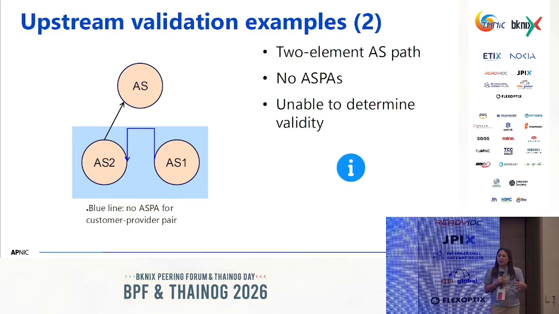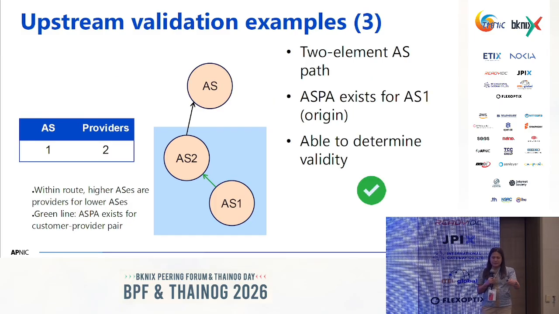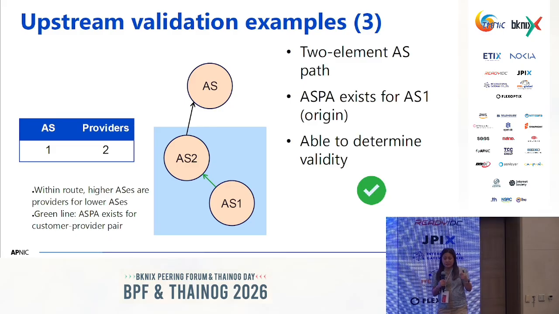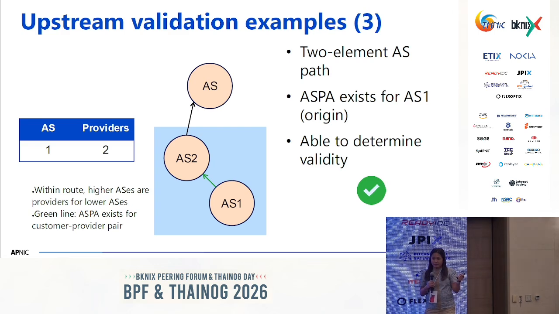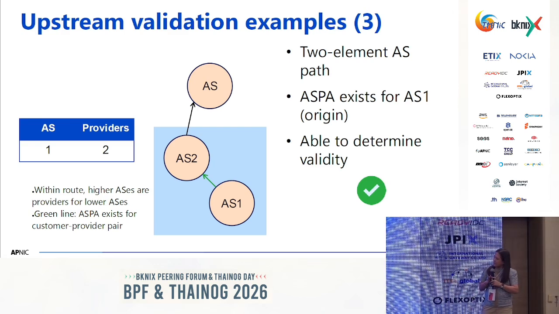Another example is a 2-element AS path, and in this case, AS1 has not issued an ASPA. We now know the relationship between our receiving AS and AS2. However, without an ASPA, there is no way for us to determine the relationship between AS1 and AS2. Therefore, in this example, it will be unknown. Next example. This is the same as the previous one. However, in this case, AS1 has now issued an ASPA listing AS2 as its provider. So we have an ASPA that exists. We can see that the relationship AS1 to AS2 is customer to provider, and we understand the association between the AS and AS2. For this example, it will be valid.